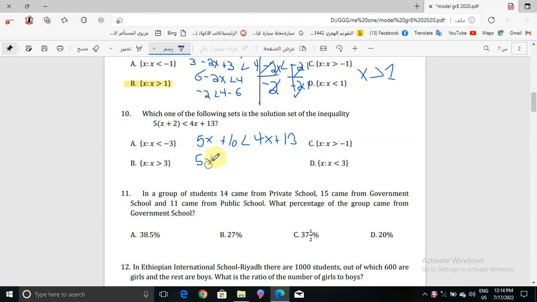5x minus 4x, which is less than 13 minus 10. Then here it will be what? x less than 3. That means choice D is the correct answer for question number 10.